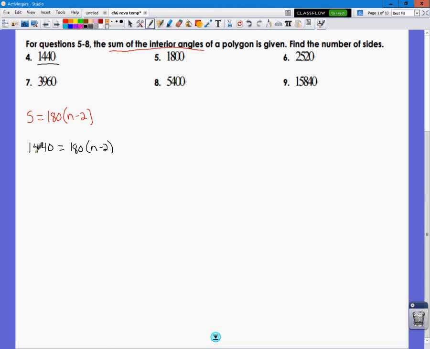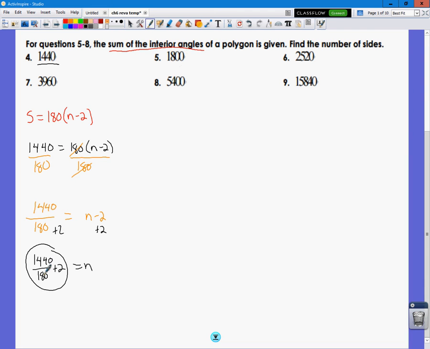Because S represents the sum, I replace the sum, and I'm using it to find n, which is the number of sides. To get n by itself, I'm going to divide by 180. I'm going to leave this way just so that you can see what we're doing. This is equal to n minus 2. And the opposite of subtracting 2 would be to add 2 to both sides. So what I have is this, 1440 divided by 180 plus 2 is going to be equal to my n. The reason I left it this way is because then you can see that that's what we're going to do for each one of these.